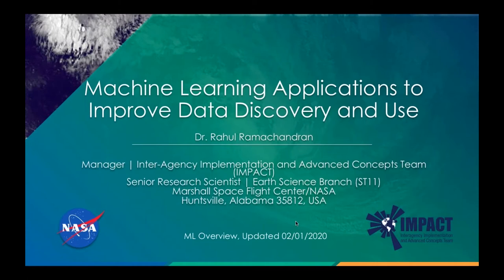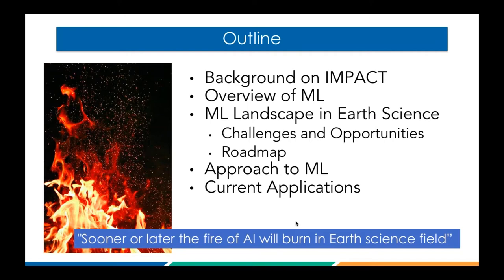The outline of my talk: I'll give a quick background on the Impact project, a brief overview of ML. I'm assuming most of you know what it is, but if you don't, I'll give a high-level view of that. I'll talk a little bit about the machine learning landscape in Earth science. We've done some literature analysis to see where machine learning is going within Earth science, look at challenges and opportunities of machine learning, and then a roadmap that we think, at least from a data systems perspective. And then our approach to machine learning, like how do we tackle machine learning problems, and some of the applications that we are working on. So that's the outline of my presentation.